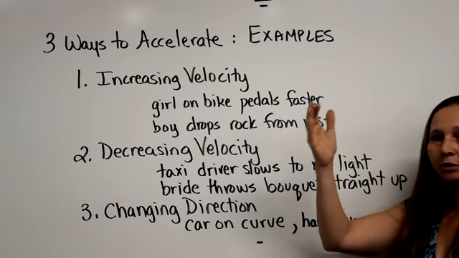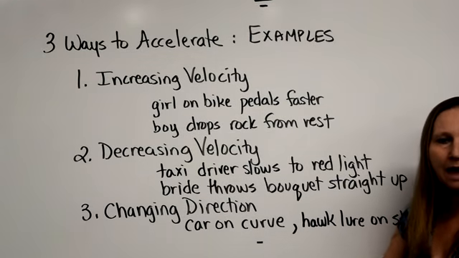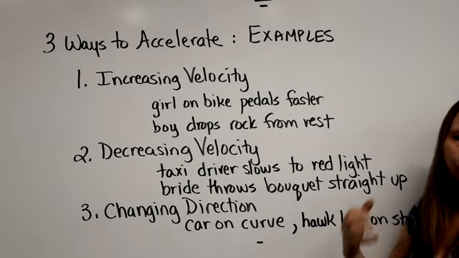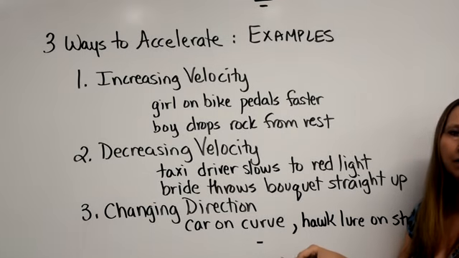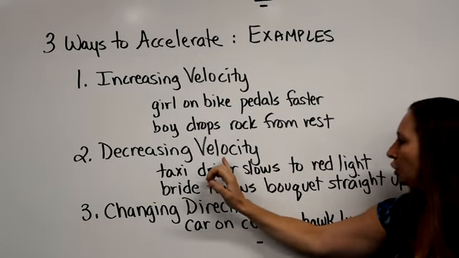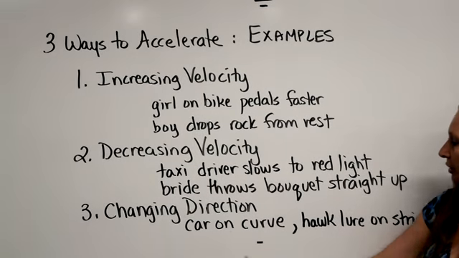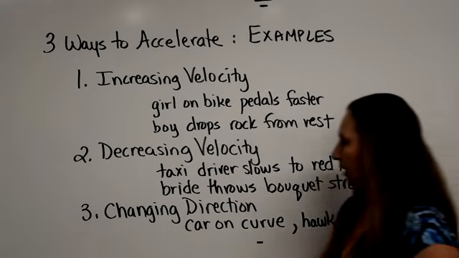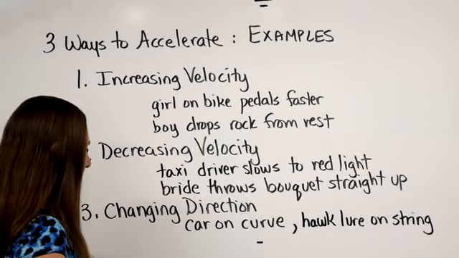Briefly. Now we know it's going to fall back down again, but what was happening on the way up is it was slowing down. It was decreasing velocity. So speeding up is a form of acceleration. Slowing down is a form of acceleration. And here's the last form of acceleration, changing direction.